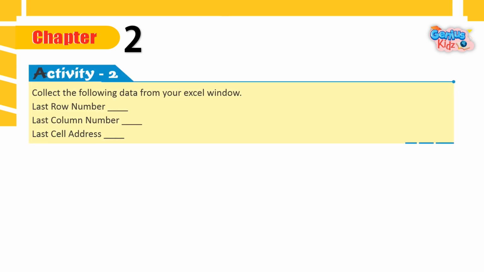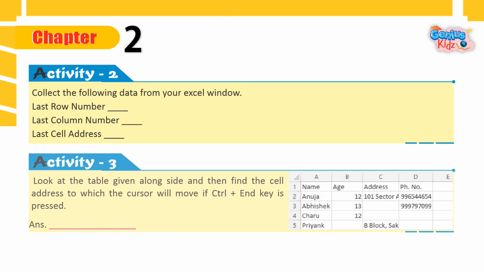Activity 2. Collect the following data from your Excel window. Last row number. Last column number. Last cell address. Activity 3. Look at the table given alongside and then find the cell address to which the cursor will move if the Ctrl plus N key is pressed. Answer.